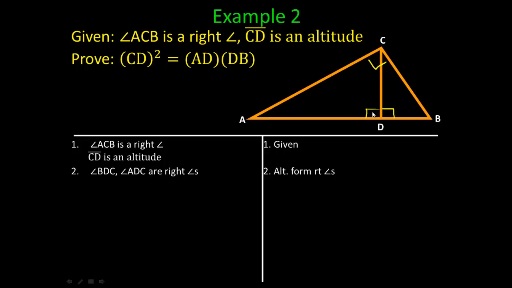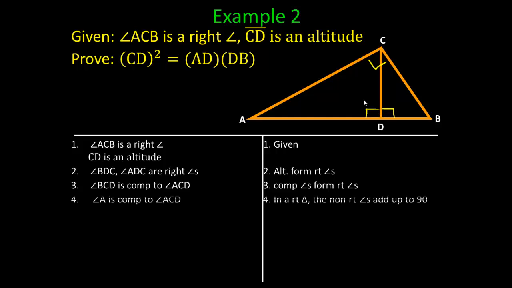All right. And what do we know about triangles? There's 180 degrees in a triangle, and if one of the angles is 90 degrees, that means that the other two angles have to add up to what? Okay. Keep that in the back of your mind. Moving on. We know that since this is a right angle, BCD is complementary to ACD because complementary angles form right angles. Okay, we also know that angle A is complementary to angle ACD.